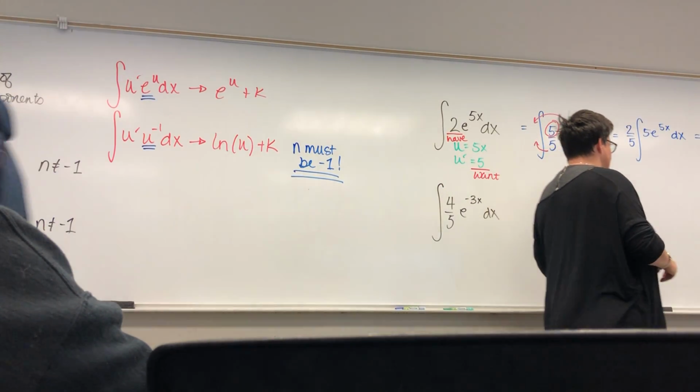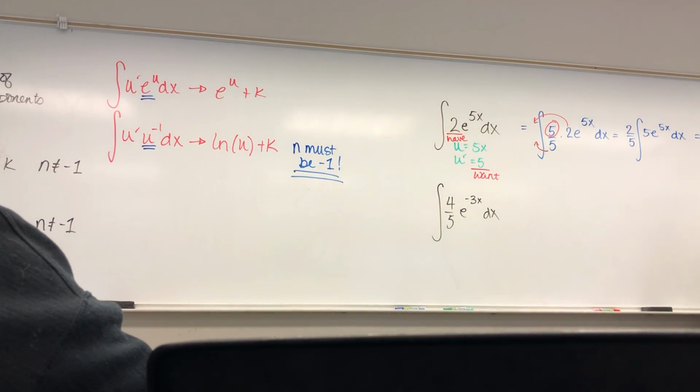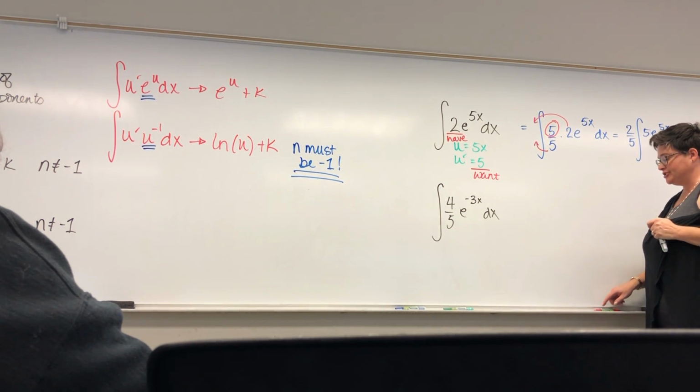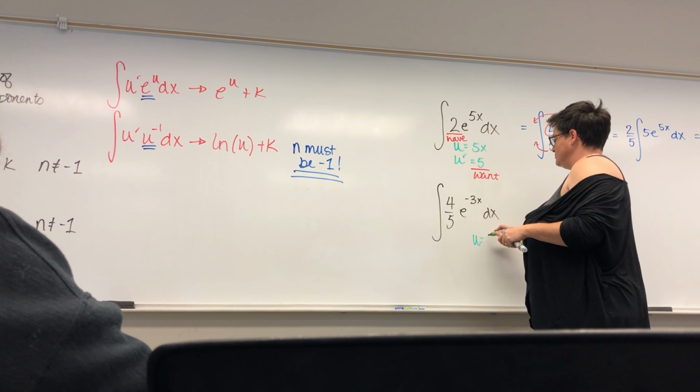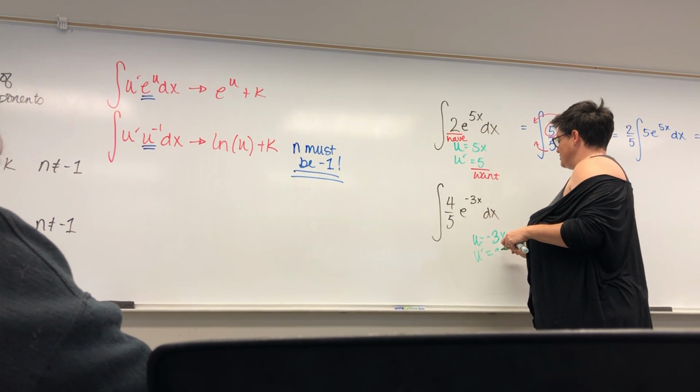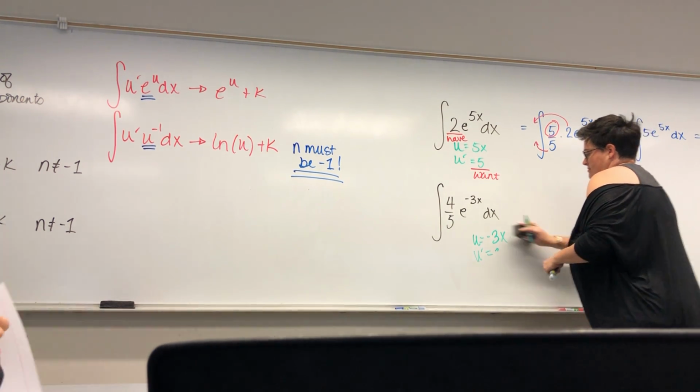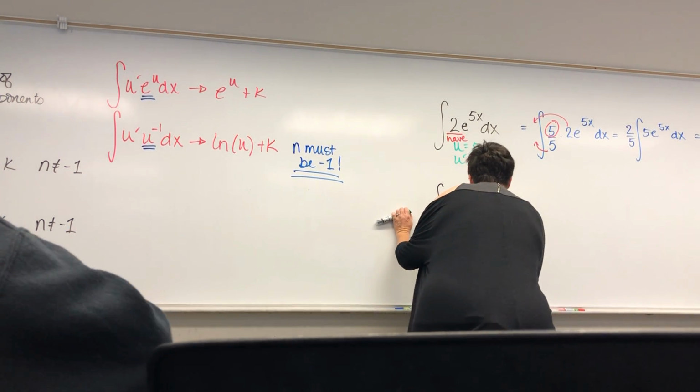Which integral is it, 1, 2, 3, or 4? Same thing. Great. What do we have? Sorry, what's u prime, first of all? Negative 3x. Yeah, u is negative 3x, u prime is negative 3. I can't write sideways, apparently.